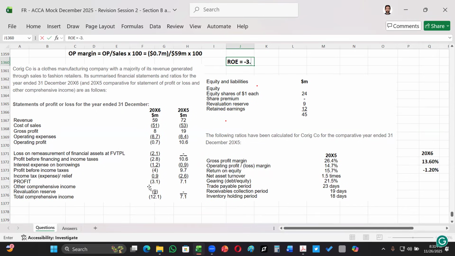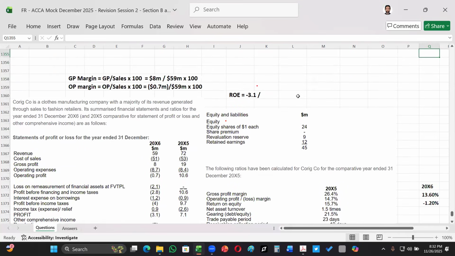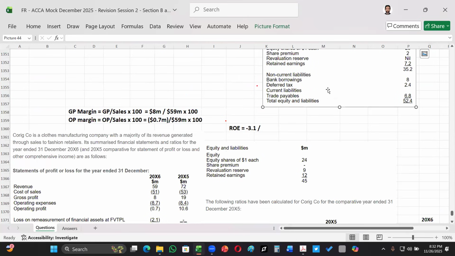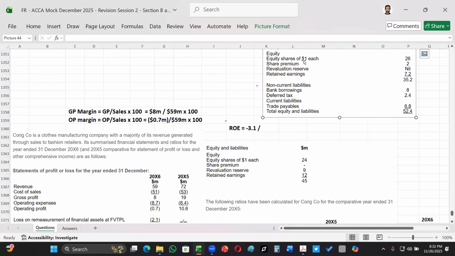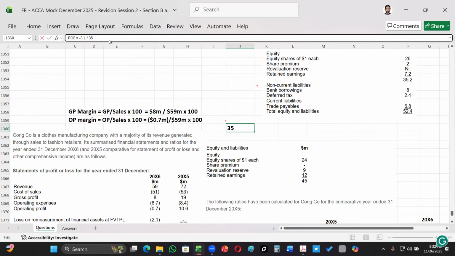So we have the negative 3.1 divided by the equity figure, which we have to find here. For that, we need to scroll down. This is the equity for 31st of December 20x5. We look this up here. So here we have the equity as 35.2. The equity is the total equity, including the equity shares, share premium, revaluation reserve, and retained earnings. So that is 35.2 million. And so this is how we calculate this figure.